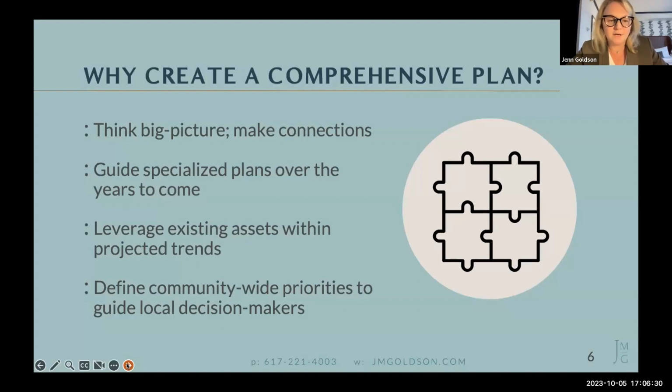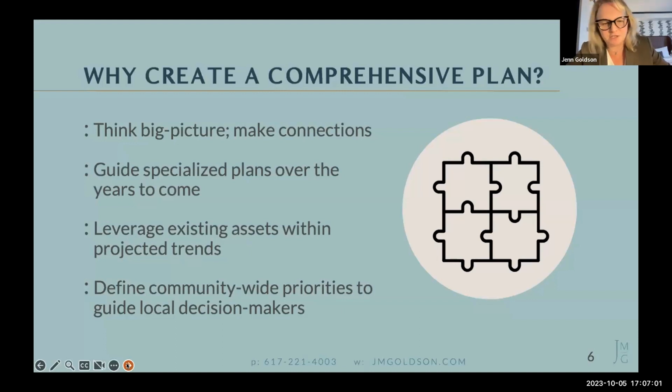You have a great comp plan from about 20 years ago, and that really helped guide you in the last couple of decades. And that's what this plan will do as well. The state really anticipates that people will update their plans roughly every 10 years. Doesn't happen in every community, for sure. We've certainly come across communities that haven't updated their comprehensive plan in like 60 years or 50 years. So 20 years isn't too bad, but the ideal would be every decade.